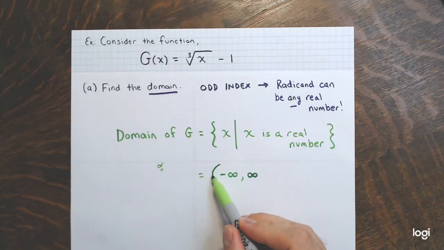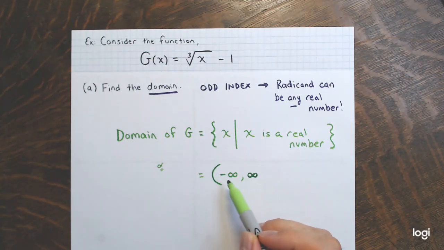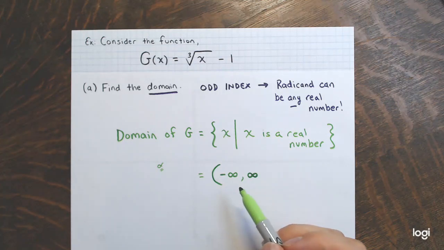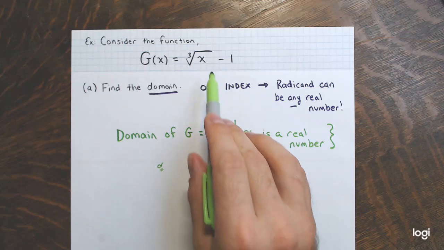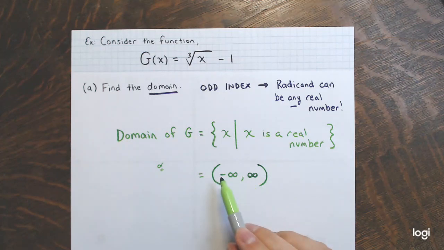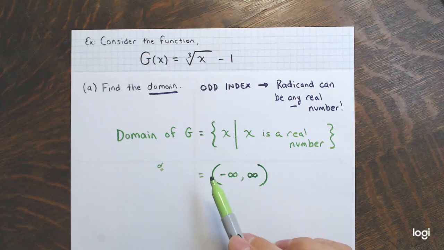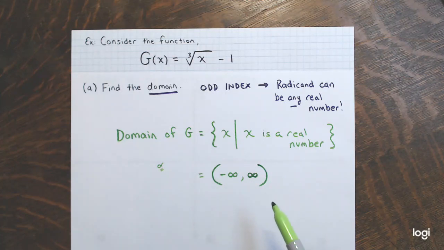And these are not numbers. I've mentioned this several times in other videos. Infinity and negative infinity are not numbers. They're concepts. They're ideas. So you couldn't plug infinity in for x here. So it's not an input. So to indicate that these ends, negative infinity and positive infinity, are not in the set, we put parentheses on those.